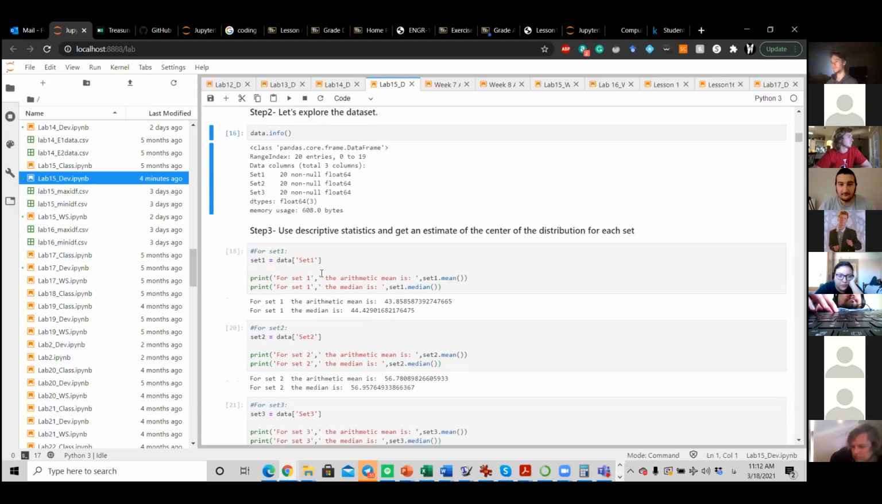First, I am defining my set one equal to the first column of my data frame, and I'm calculating the mean and the median. Simply by looking at these two lines, what can you tell me about set one? Since the mean and median are close, we can assume that we don't have any crazy outliers throwing off our mean. So you compare them and you realize that they are quite close. And based on that, you pass the judgment that we should not have some crazy outliers.